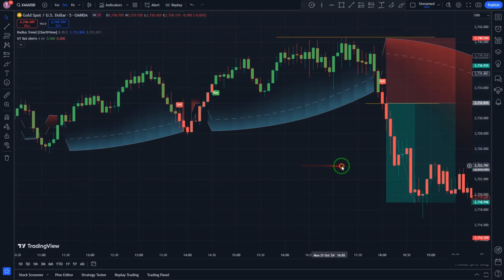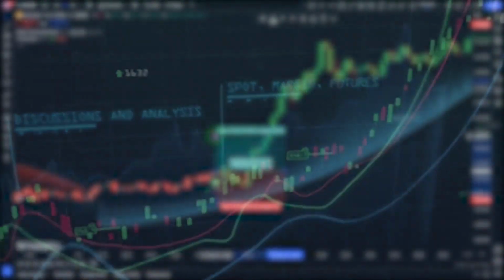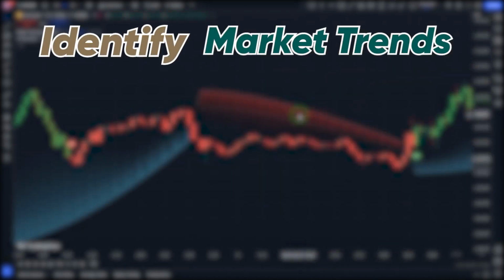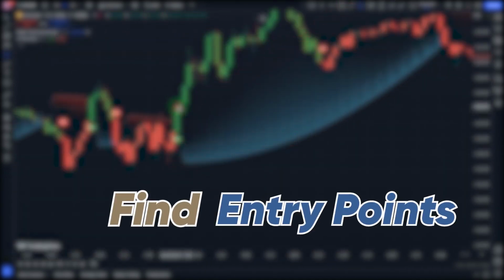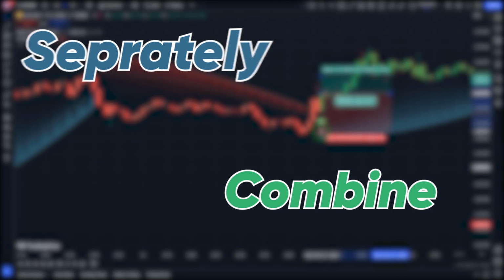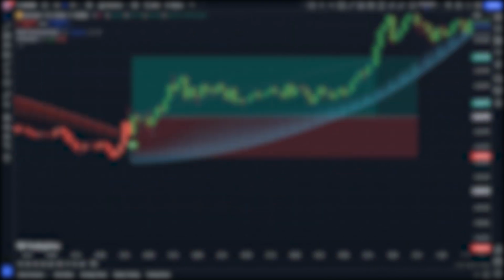Well, as you can see, we were able to create a powerful strategy using these 2 simple indicators from TradingView website, which helps us both identify market trends and find good entry points for our trades. Remember, you can use these indicators separately or combine them with other indicators. This way, you can create a more diverse scalping strategy.